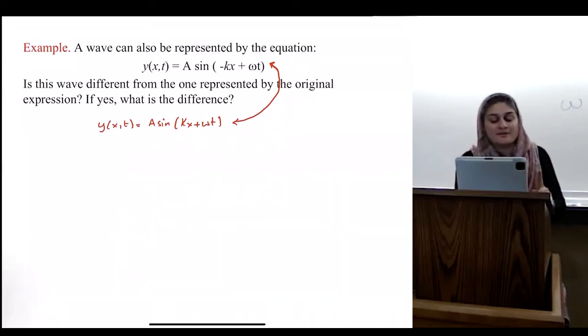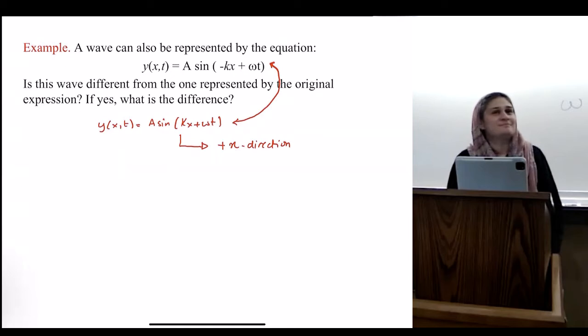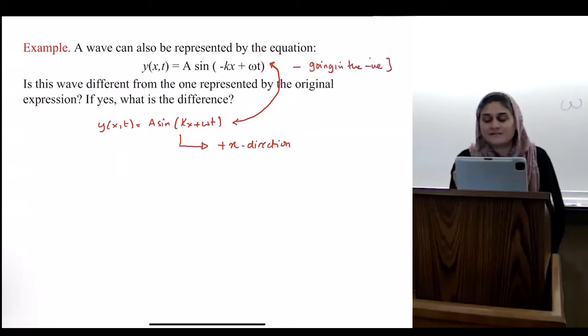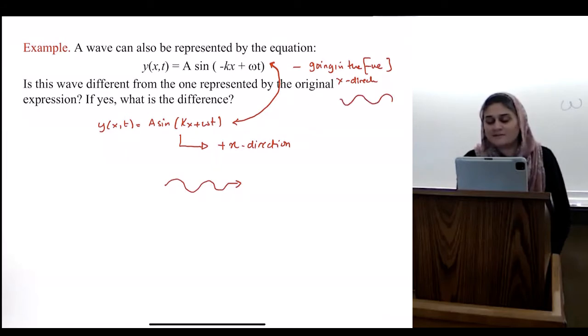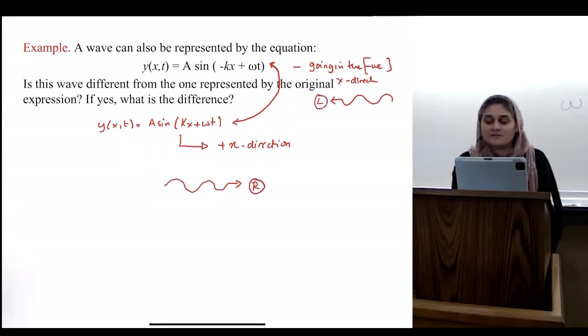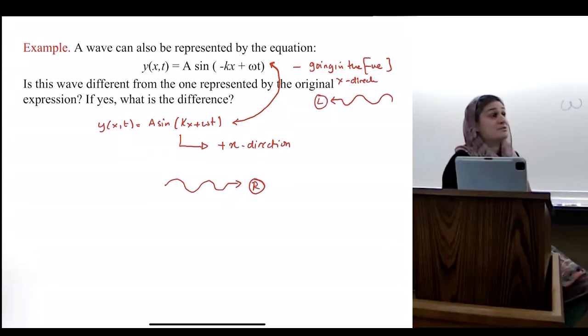So when I said about this wave, what direction was this wave going? So what is the difference between this wave and the other wave? That's it. So this wave is going in the negative x direction. So this wave goes that way. This wave will go that way. So this wave goes to the right, and this wave goes to the left. That's the only difference between these two.